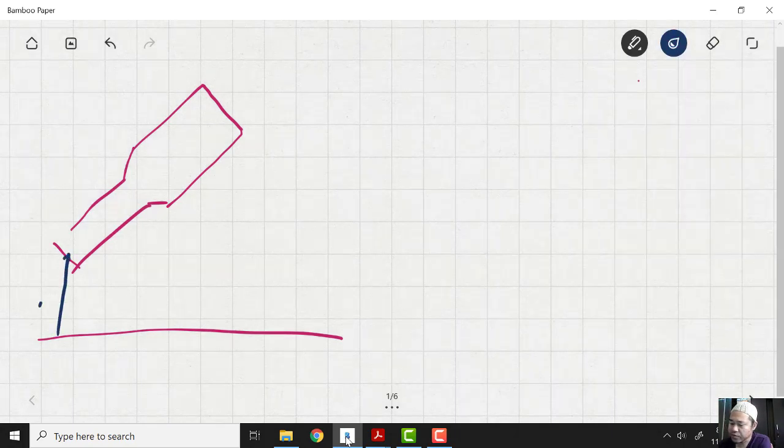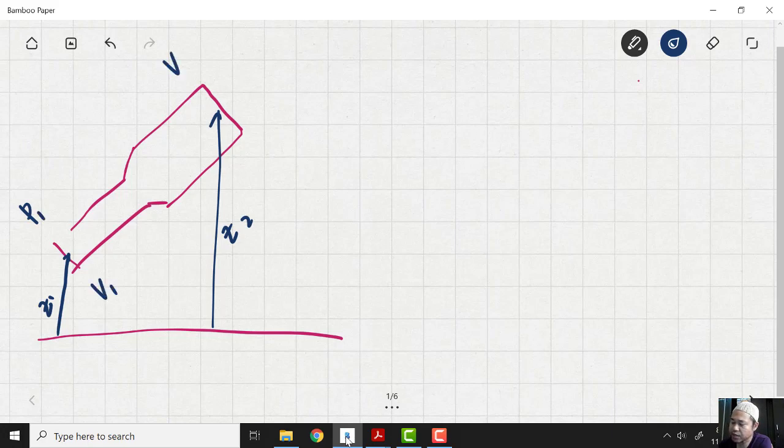So this is our V1. So we have here V2. Sorry, this is elevation 2. We have V1 and we also have V2 here. So the flow is flowing from point 1 to point 2. So this is our 1, so 2.